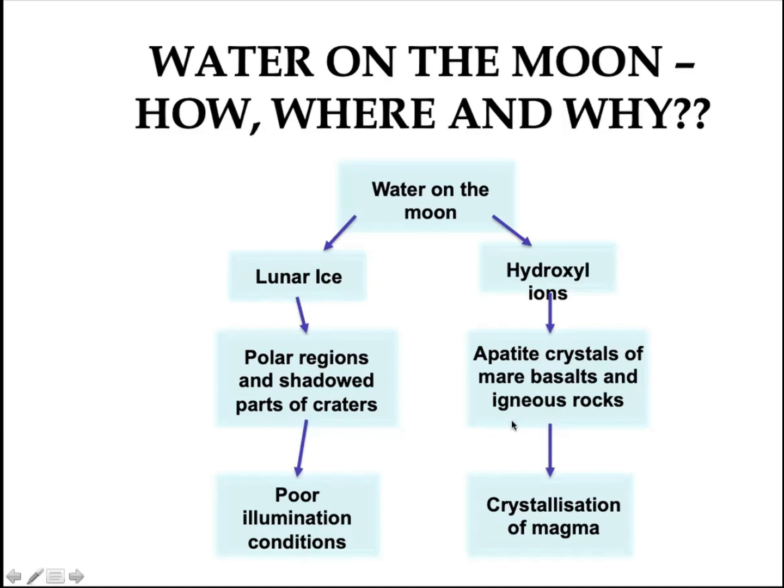Then we have endogenic water also, which is known as hydroxyl ions. Apatite, etc., the crystals of Mare basalts, contain water-bearing inclusions. That is due to the crystallization of magma. Not only apatite, recently scientists have identified water inclusions in olivine, pyroxene, and plagioclase also. So that is endogenic water on the Moon.